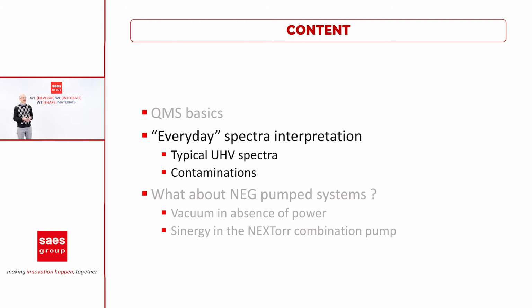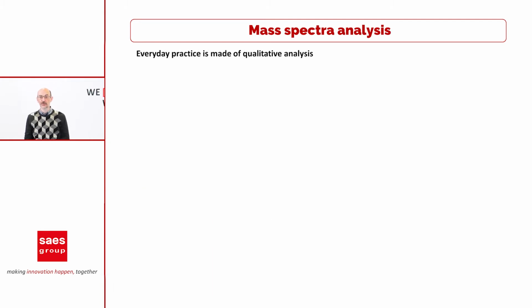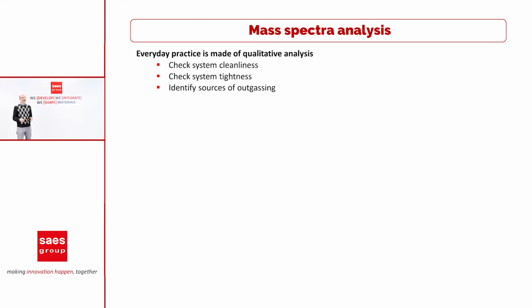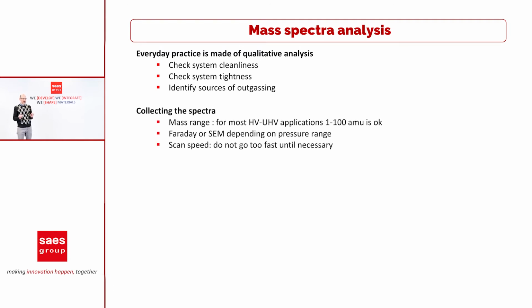Let's see what's inside a spectrum and how to recognize the different species. Everyday practice of vacuum users is mostly made of qualitative analysis. Usually, the main purposes are checking if the system is clean, if it is tight, or searching for the outgassing sources. Let's first collect the spectrum. First, we choose the mass range. If you are not interested in large hydrocarbons, 100 is enough.